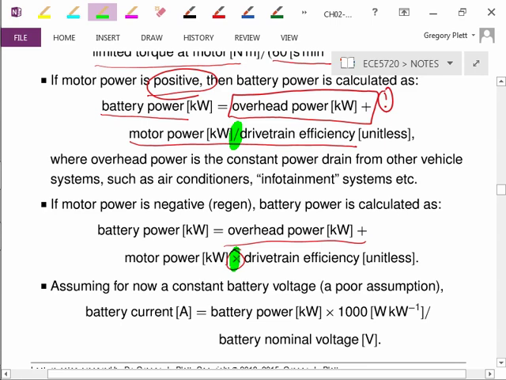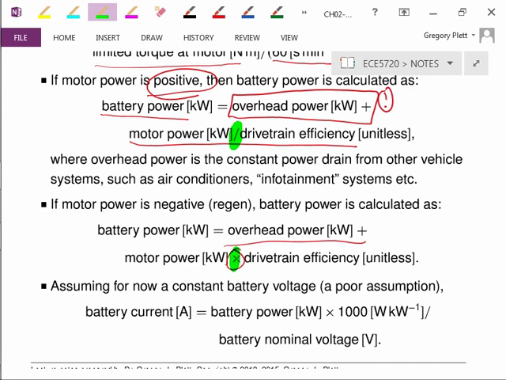So that's the battery power. Now we are going to make an assumption, which is not a good assumption, but it's a very nice assumption to make to simplify things at this point: we are going to assume that the battery pack has a constant voltage. It's a terrible assumption. We know from a full semester of battery modeling that this is not going to be the case, that the voltage is going to change quite a bit.